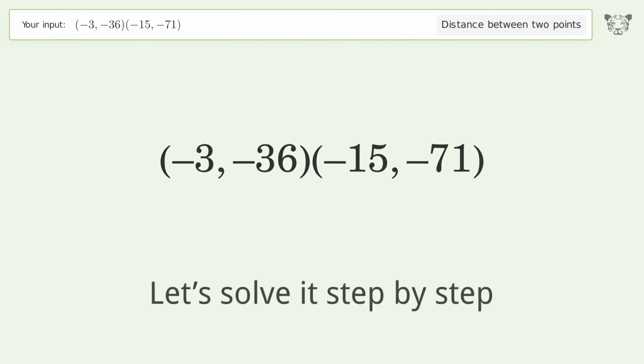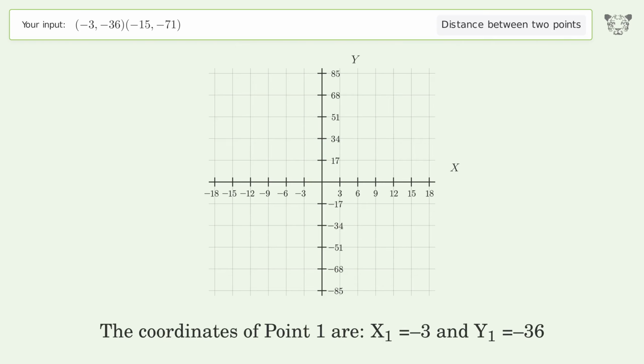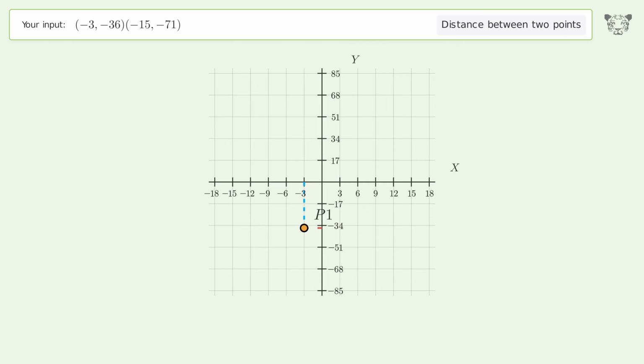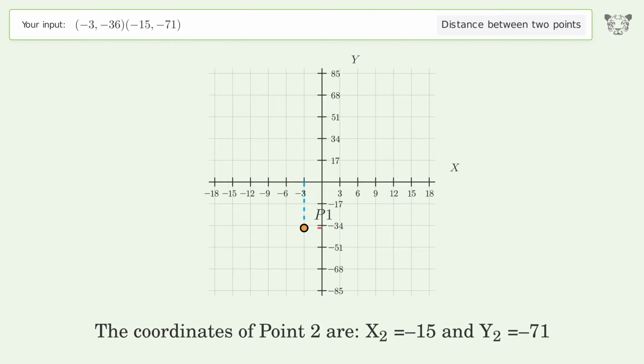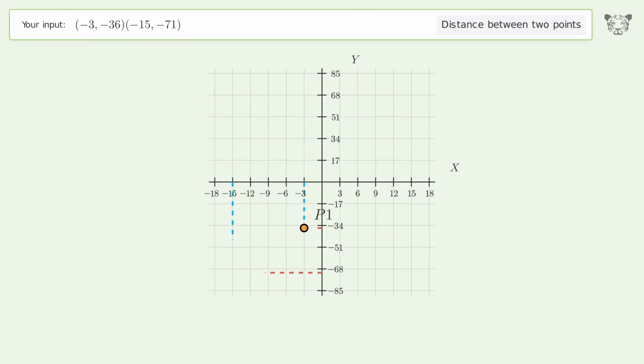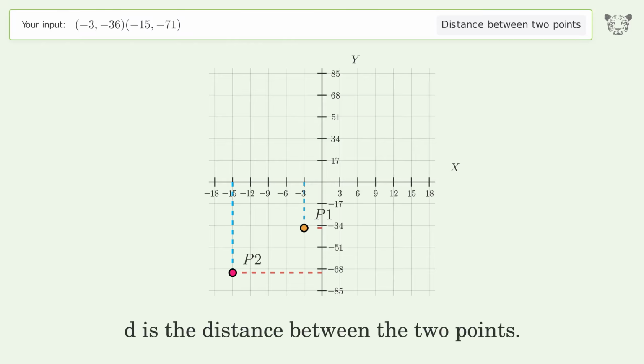The coordinates of point 1 are x1 equals -3 and y1 equals -36. The coordinates of point 2 are x2 equals -15 and y2 equals -71. D is the distance between the 2 points.